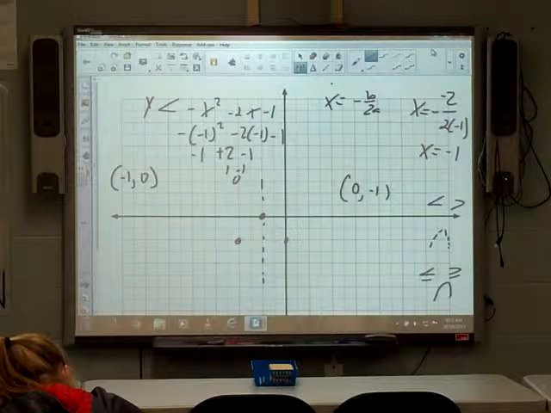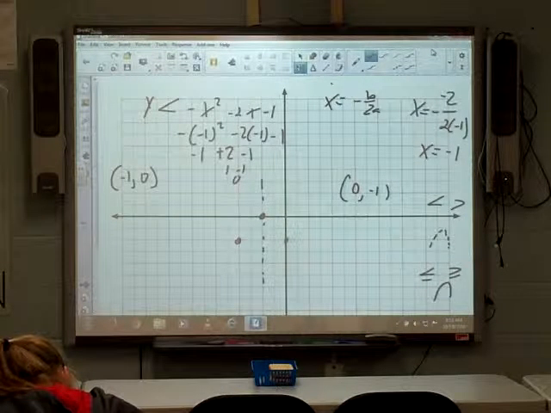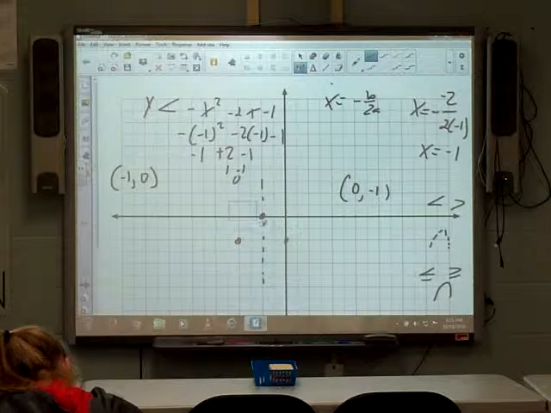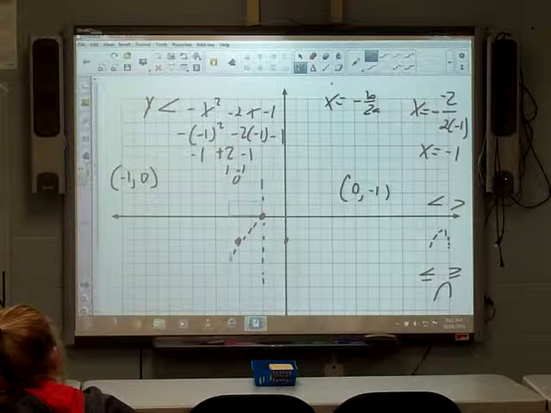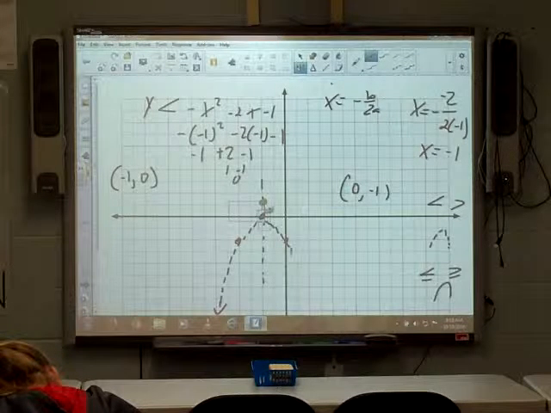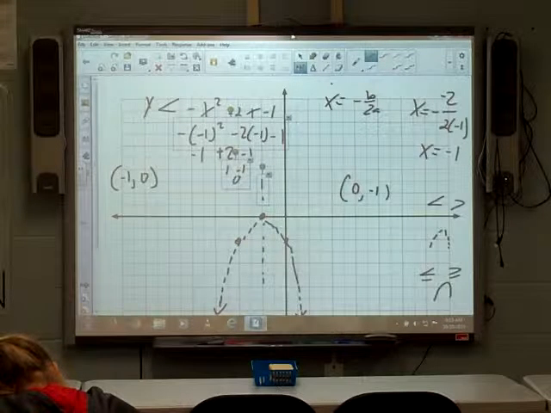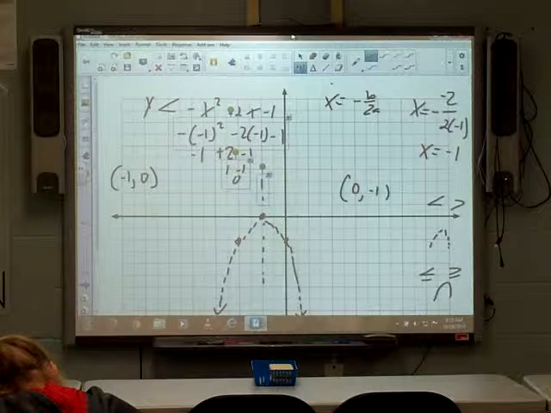This one doesn't have the equal line underneath it, so when we connect the parabola, it's just going to be dashed. Dash, dash, dash, dash, dash, dash. Alright, so there's what our parabola looks like. Now we've got one more thing to do.